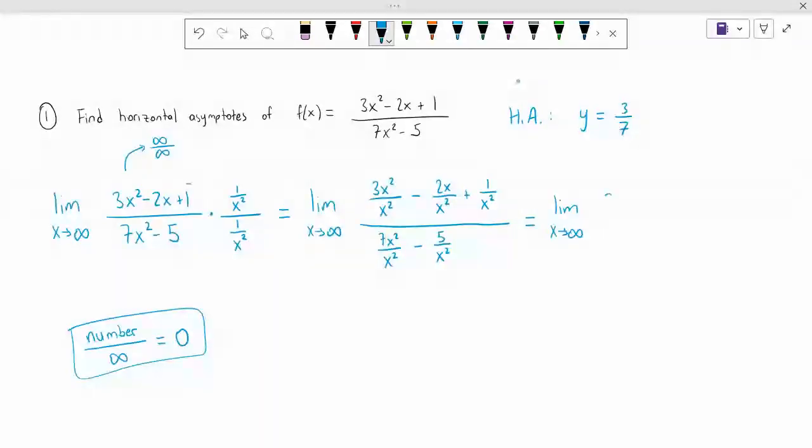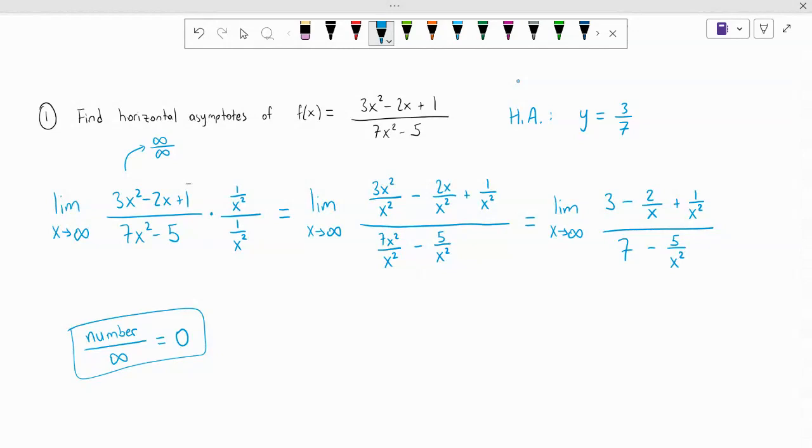The 3x squared over x squared just simplifies to be 3. 2x over x squared, you can cancel out one of the x's, but it leaves us with 1x in the denominator when we do that. For 1 over x squared, you can't really do anything, so I'm just going to copy that as it is. For this term here, the x squared's are going to cancel, so you just get 7. And then I'm going to copy the last term because, again, there's nothing to really do with that one.